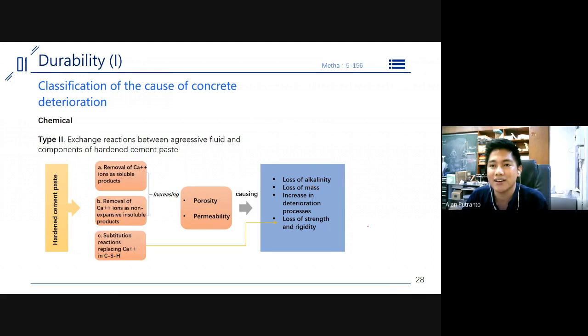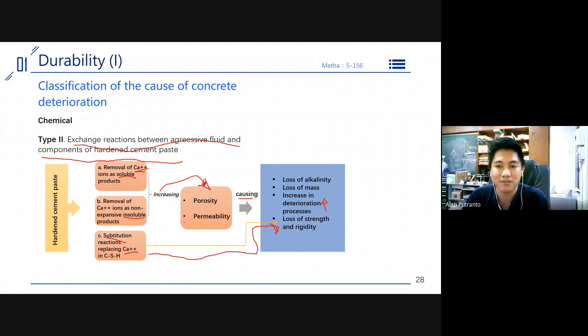Okay, thank you. This one is for type 2, the exchange reaction between the aggressive fluid and the components of the hardened cement base. Look here for the cement base: removal of the Ca and removal of the CH are soluble products, and this one is for insoluble products. These removals will increase the porosity, which leads to the same consequences as the first slide: alkalinity loss, loss of mass, increased deterioration, and loss of strength and rigidity. But the substitution, replacing Ca in CH and in CSH, will directly lead to loss of strength and rigidity.